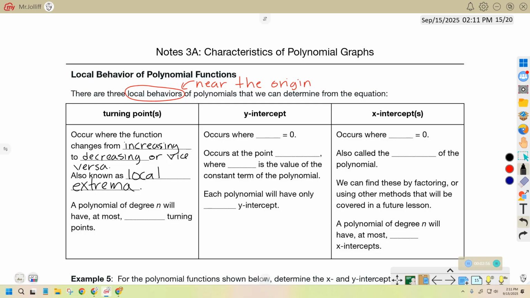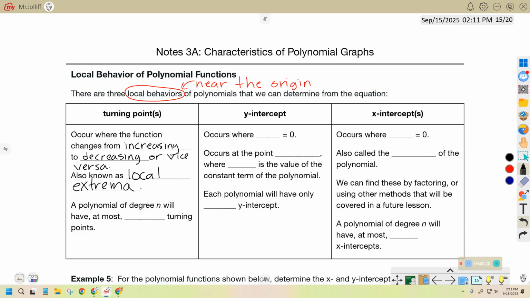And we practiced finding these on our calculator. We learned that after we graphed a function on our calculator, we could press second trace. And one of the options was minimum. And one of them was maximum. And you'd estimate a lower bound and an upper bound, and then your calculator would guess.